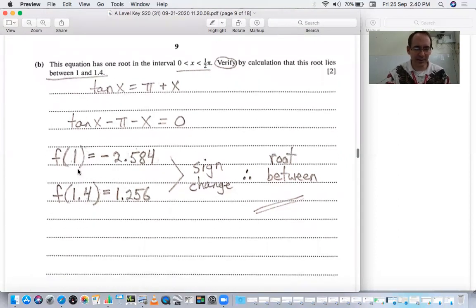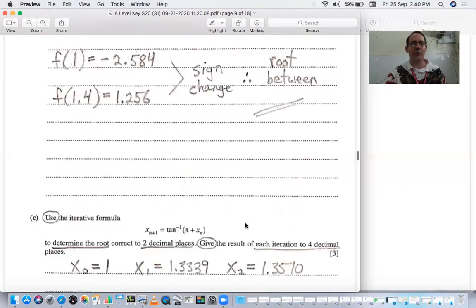Then we evaluate this equation for the values of 1 and 1.4. So our function evaluated for 1 is negative 2.584, and the function evaluated for 1.4 is 1.256. I'm assuming this is a function, I don't know what the graph looks like, but you evaluate this for 1 and 1.4, you get these two values, and you notice that there is a sign change. One is positive and one is negative. Therefore, the root lies between 1 and 1.4.